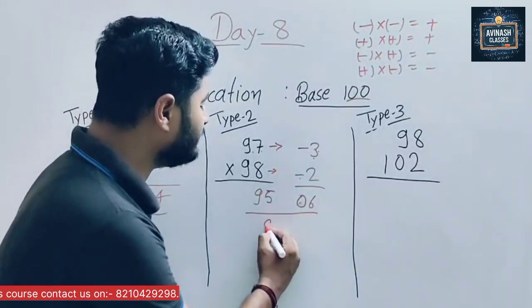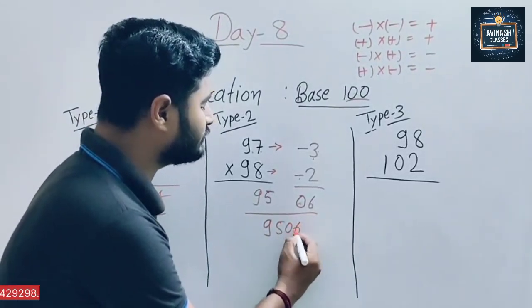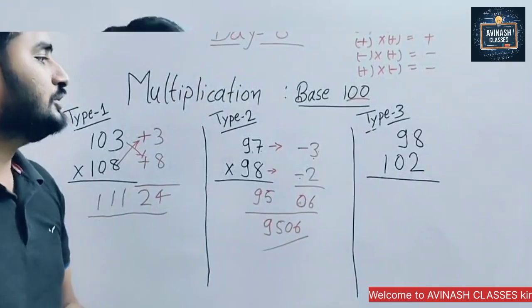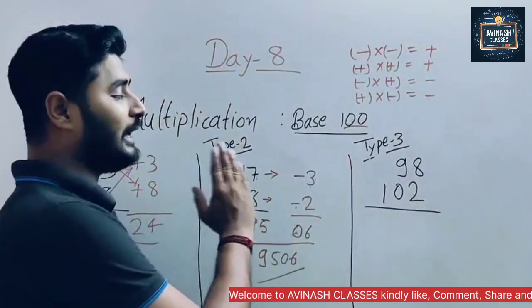Understand? So our answer is 9506. What is our answer? 9506. Now we are going to the next question. Okay, type 1, type 2 we completed.